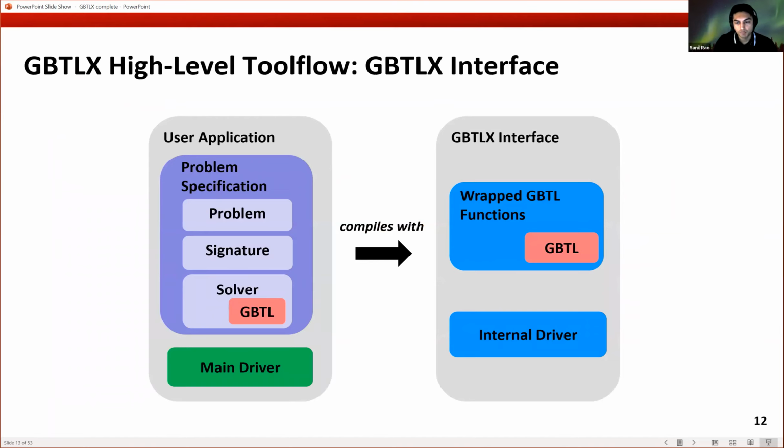We organized the user application in this way because we wanted a very extensible system. For a much more complicated problem, having multiple problem and solver objects, this format enables discernible segments for optimization by our code generation system. Once the user application is completed, the user would then move to the build system and compile their program with our GBTLX interface. This interface will house the modified versions of the GBTL operations, as well as an internal driver, which is responsible for the computational trace file generation.